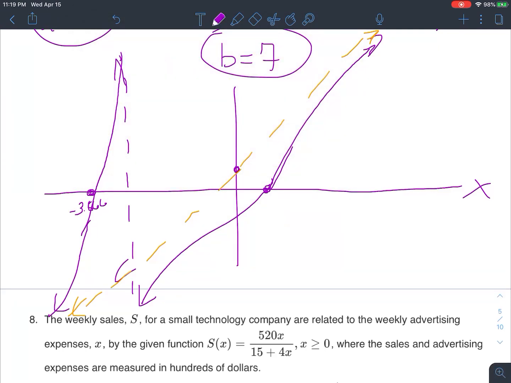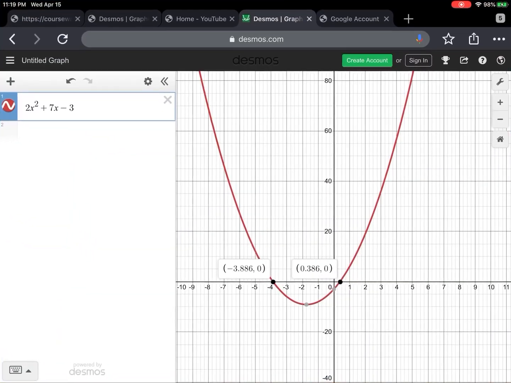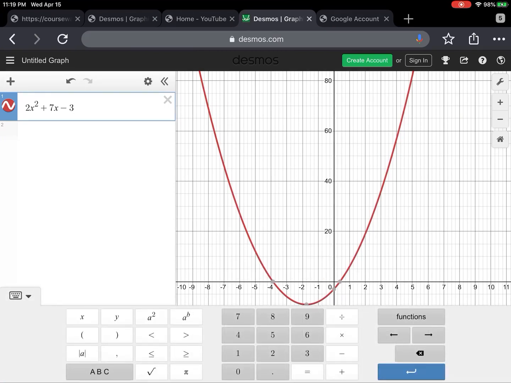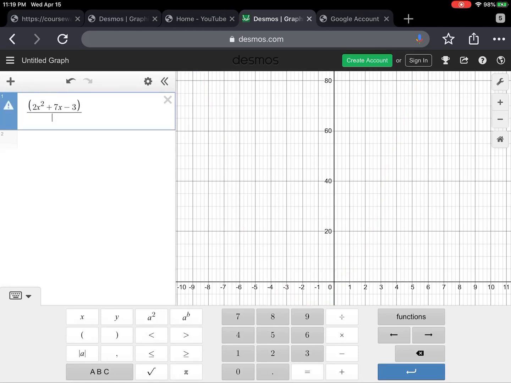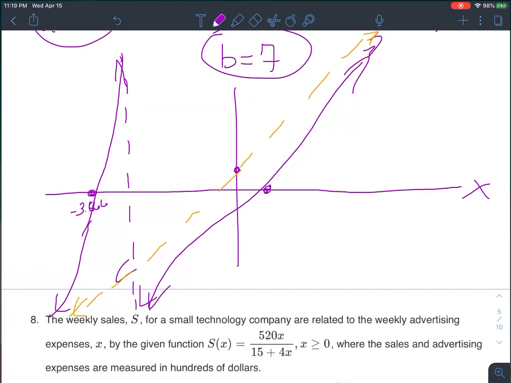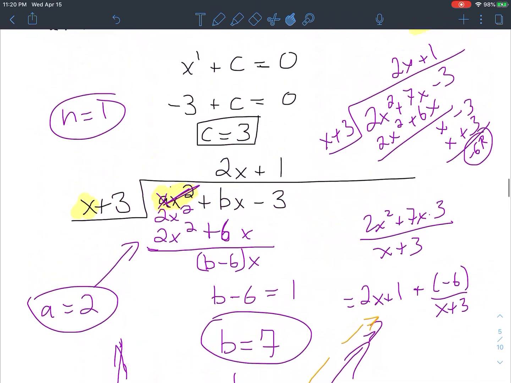Alright, there's my graph. I have a feeling that this part here does not look like this at all. I have a feeling it just kind of looks like, I don't know. I don't know what I'm doing. I do know what I'm doing, but that is not looking nice at all. Let's see what it says on Desmos. So it's just basically this guy divided by x plus 3.